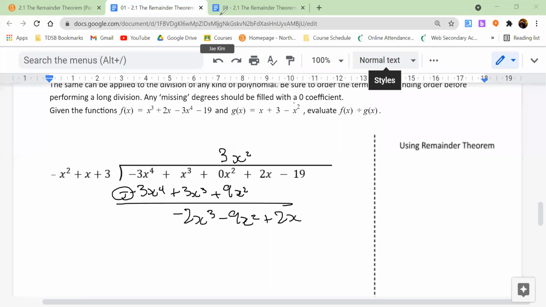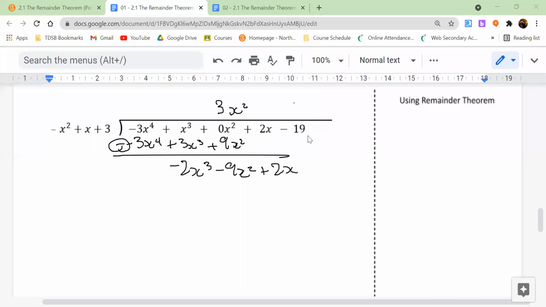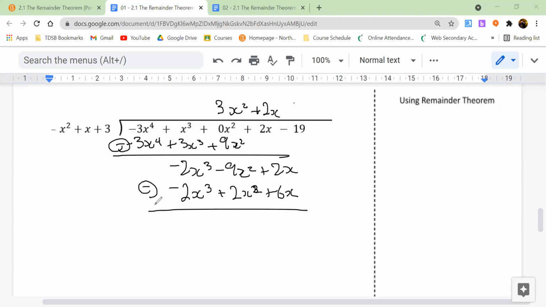What do you think the next one should be? So let's continue. What would it be? I need to multiply this with a positive 2x. That becomes -2x cubed, positive 2x squared plus 6x. If I subtract everything, that becomes a 0. This becomes a -11x squared, and that becomes a -4x minus 19. That's a plus 11, -11x squared plus 11x plus 33.